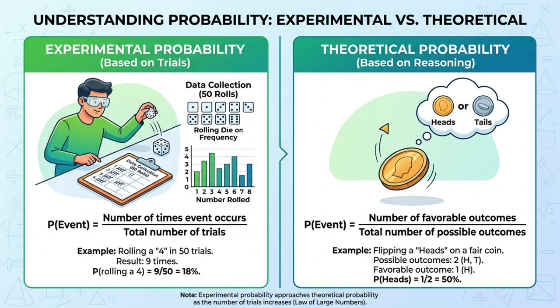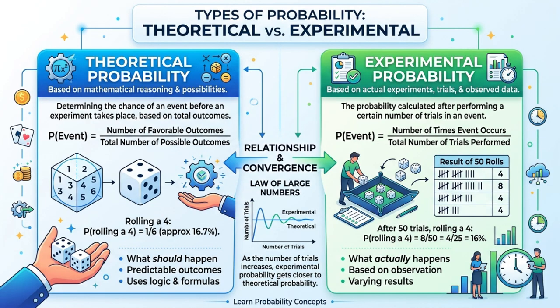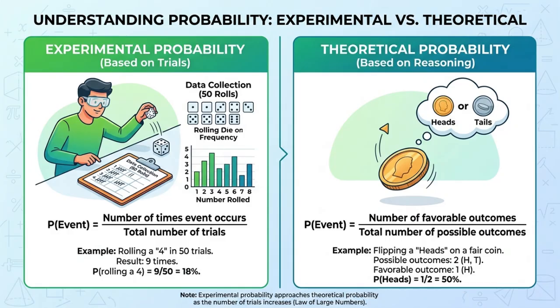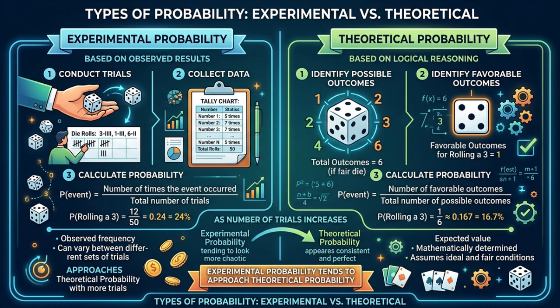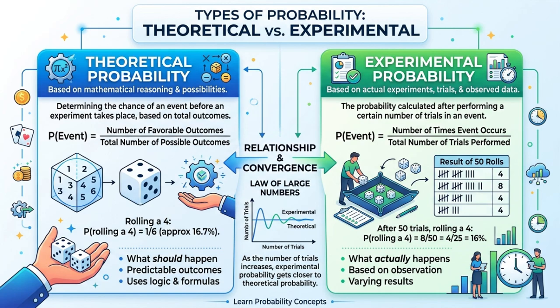Now we look into the 2 main types of probability: theoretical probability and experimental probability. Theoretical probability: prediction based on logic and assumptions. Mathematical models: no experiment needed. Experimental probability: real-world approximation based on observed results. Actual experiments or surveys. Data collection is required. As the number of trials increases, experimental probability tends to approach theoretical probability.